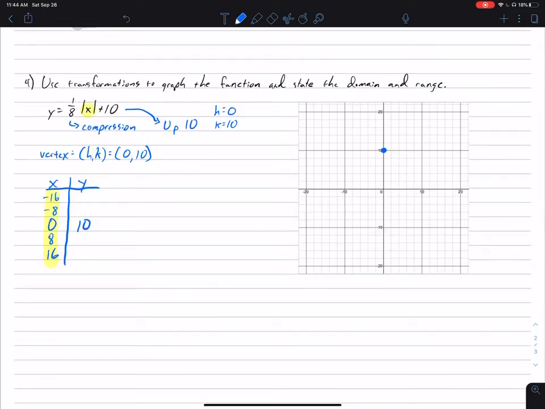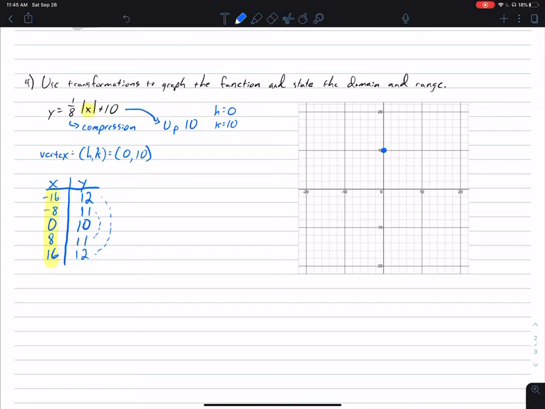So the absolute value of -16 would be 16. 16 over 8 is 2, and then 2 plus 10 would give me 12. -8, absolute value would be 8. 8 over 8 is 1. 1 plus 10 would be 11. 8 plugged in, absolute value of 8 is 8. Again, 8 over 8 is 1. 1 plus 10 is 11. And then 16 over 8 was 2. 2 plus 10 would be 12. If you carefully choose these numbers, as I've mentioned before, these ones will match up.